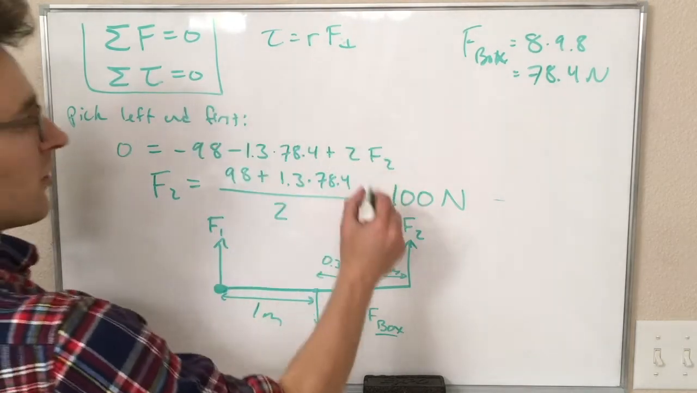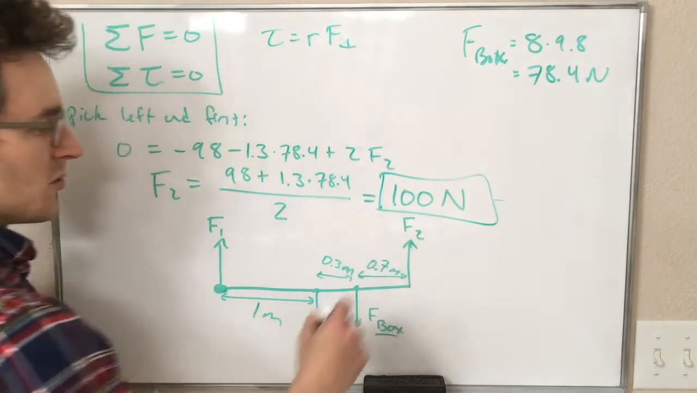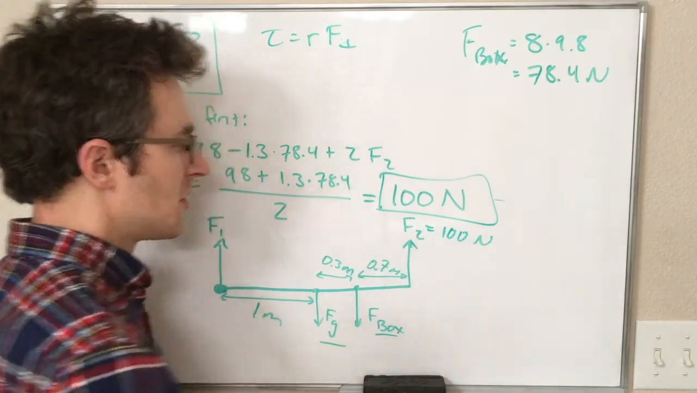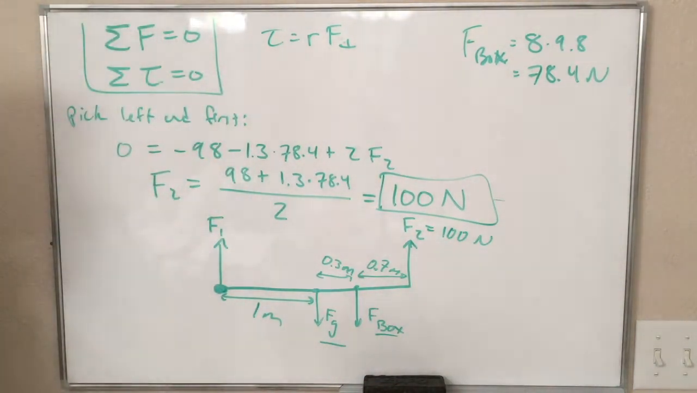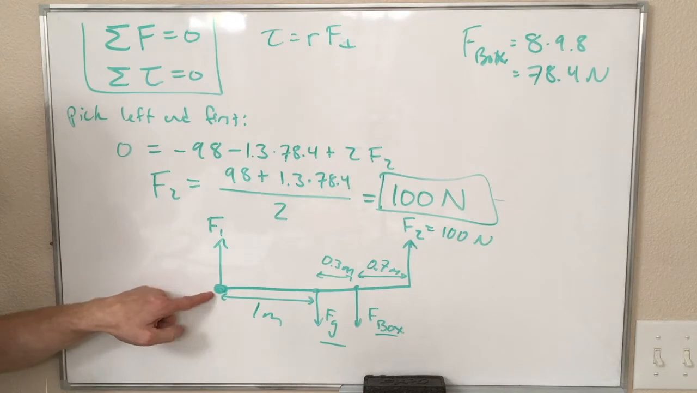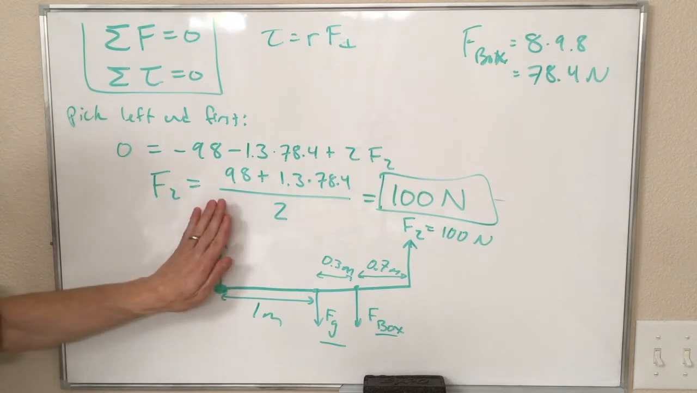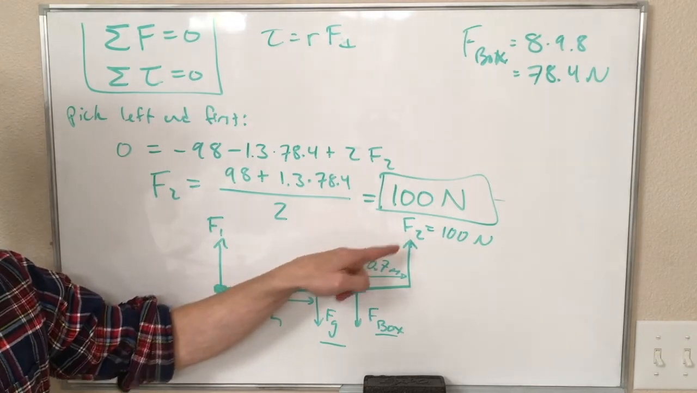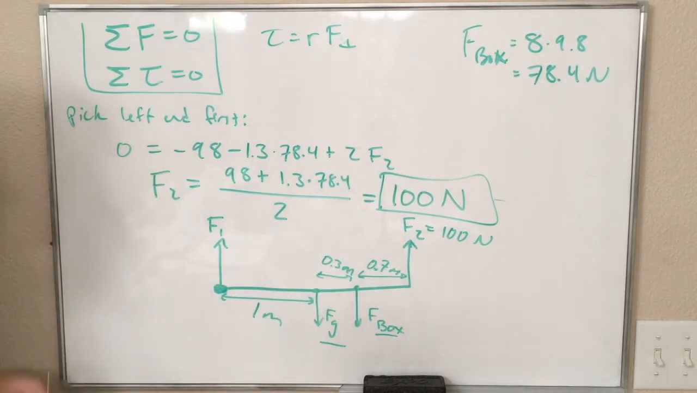So this is one of our answers, right? We're trying to find what those two forces are. So we get F2 equals 100 newtons. This is a big deal. The fact that we chose this one at the left made F1 disappear from our equation and only left us with one thing that we didn't know. So that turned out to be a very convenient choice to make.